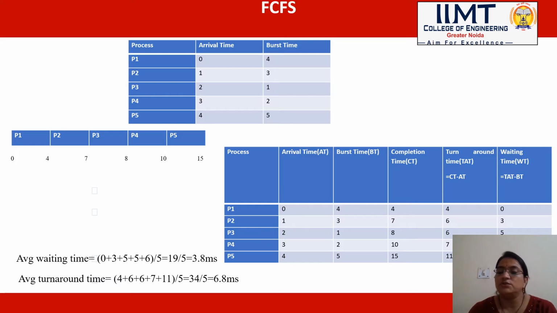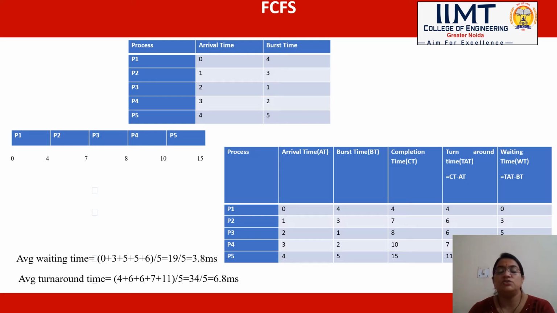Turnaround time is equal to completion time minus arrival time. We can see that the completion time of P1 is 4 seconds and arrival time is 0 seconds. So the turnaround time of P1 is 4 seconds, P2 is 6, P3 is 6 seconds, P4 is 7 seconds, and P5 is 11 seconds.